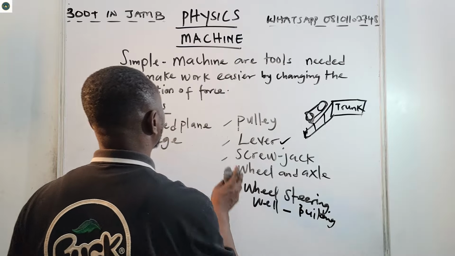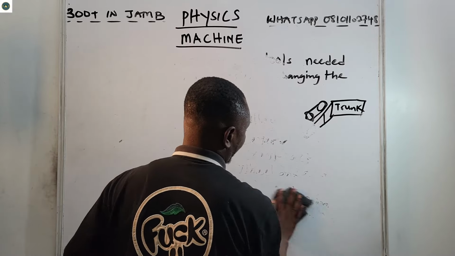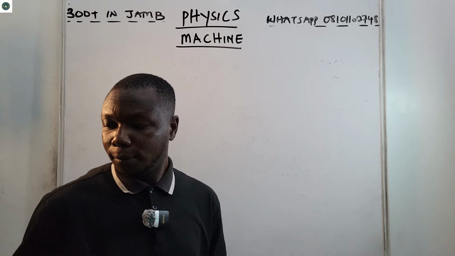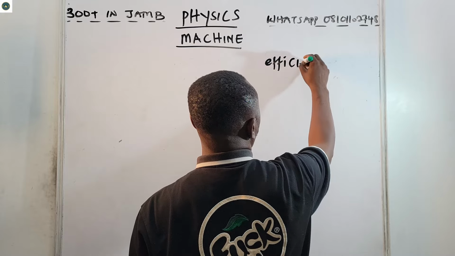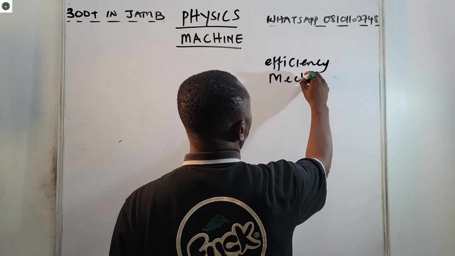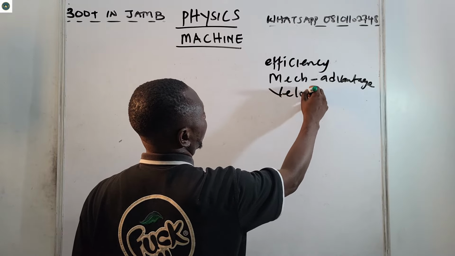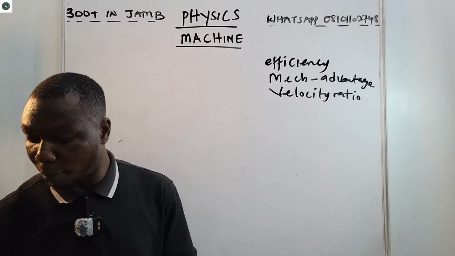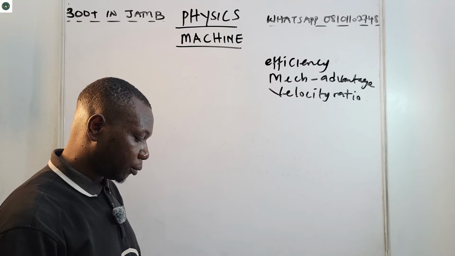Okay, now there are major terms that are conversant with machine that we need to know. So what are those terms? In machine, you must talk about the efficiency of a machine, then the mechanical advantage, then the velocity ratio.